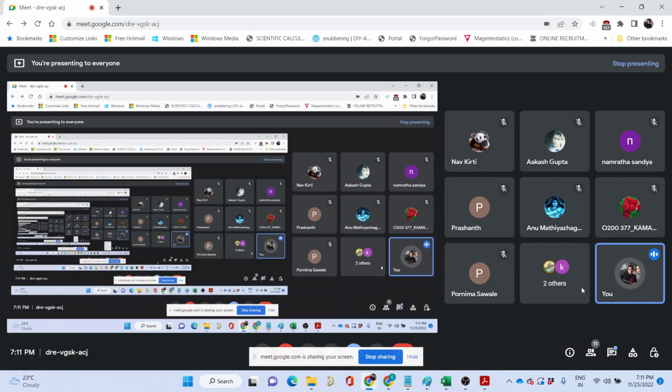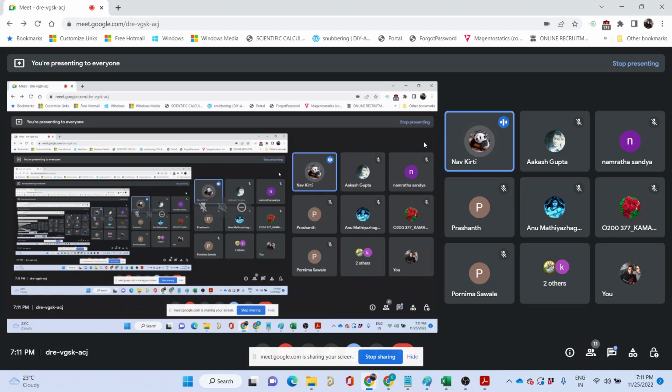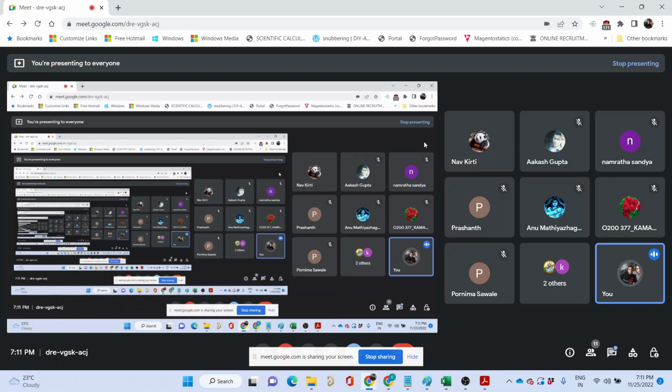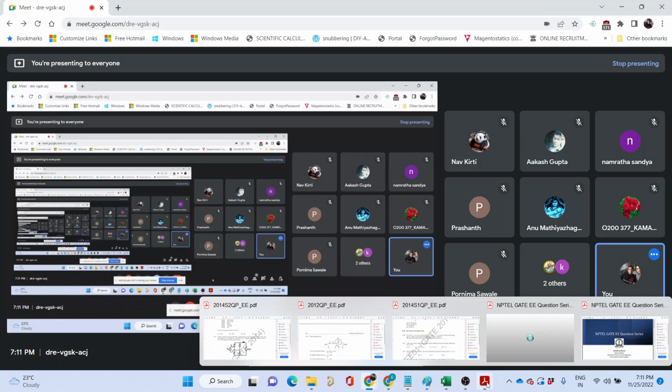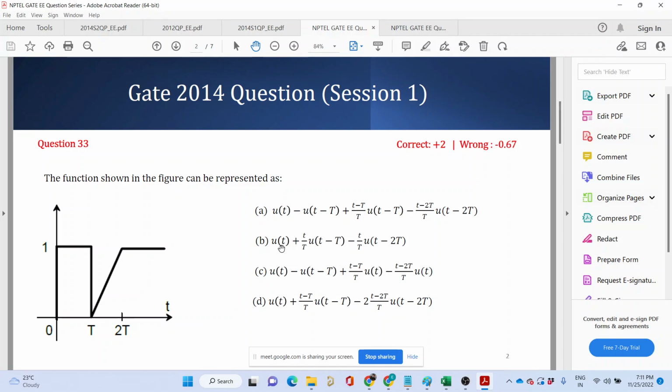Yes, anybody else with the answer other than Akash? Navkirti, what is your status? I tried solving by integrating from 0 to t and by taking the slope from t to 2t. But what is the need for integration in this sum? See, integration gives you the area under the curve, right? Yes, sir.